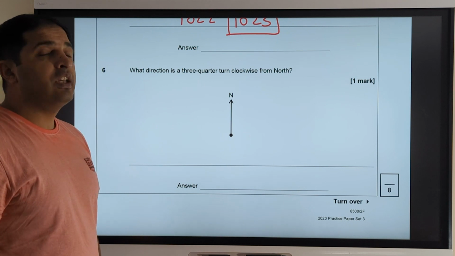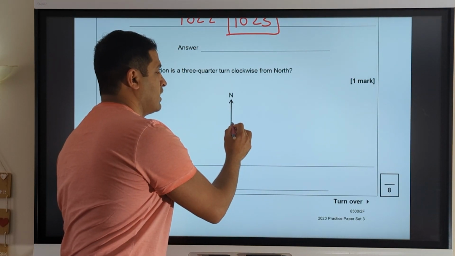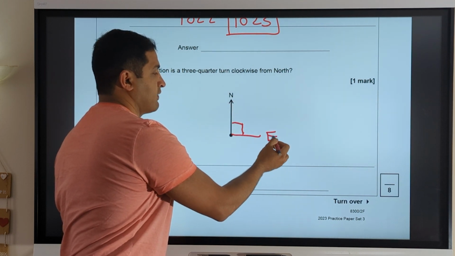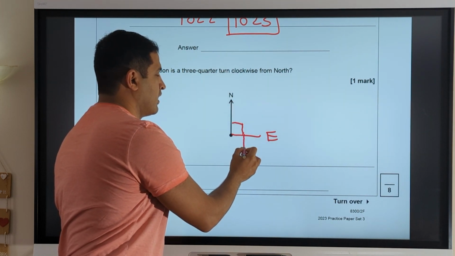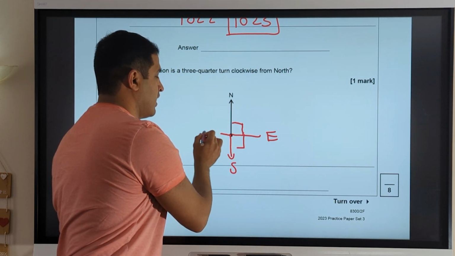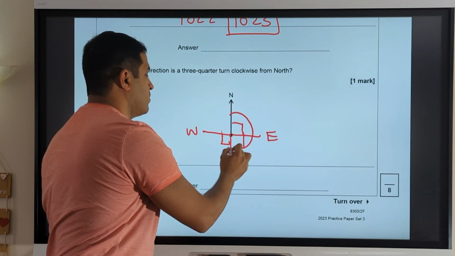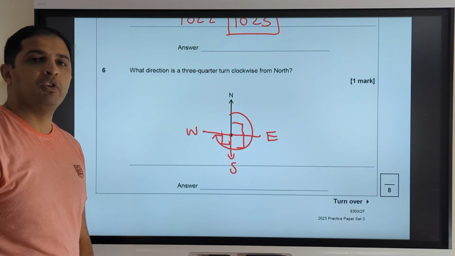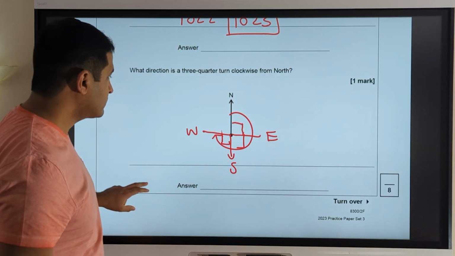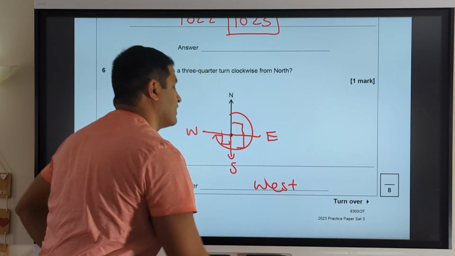What direction is 3/4 turn clockwise from the north line? So from the north here, if I go 1/4, that's 1/4. That's south, that's 2/4. That's your 3/4. So when you go all the way up to here, 3/4 of the turn, you will be facing west. So that's what you need to put down as an answer, west.